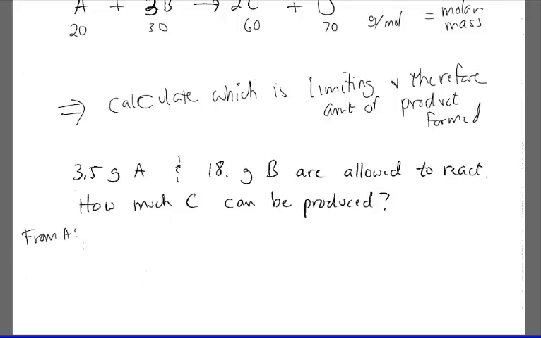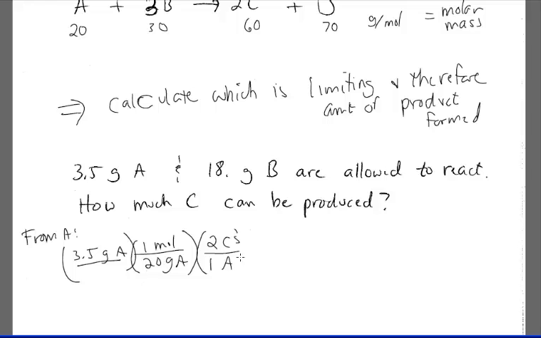Okay, so for reactant A, we take the amount and we convert it to moles by using the 20 grams of A per mole, the molar mass given above. Then we use the ratio of the coefficients, 2 moles of C per 1 A, and we get 0.35 moles of C produced according to A.